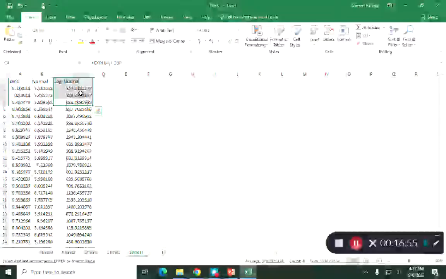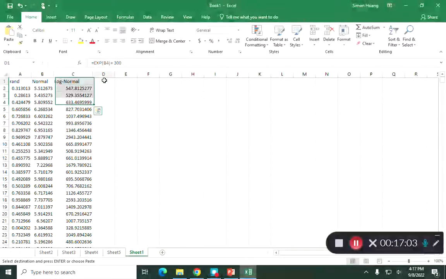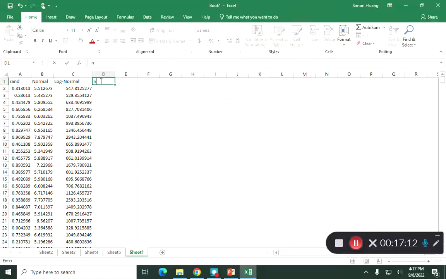But so far, you guys see how normal and log normal look like? The log normal data is from exponential. So based on the definitions, okay, how can we get back to our original normalize? So we need to normalize this. Normalize.